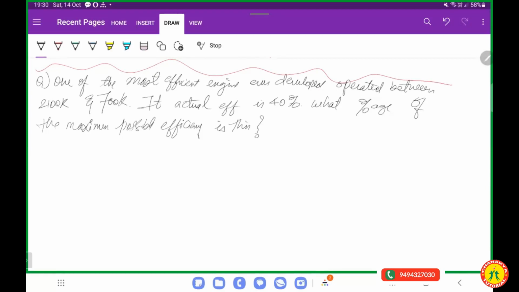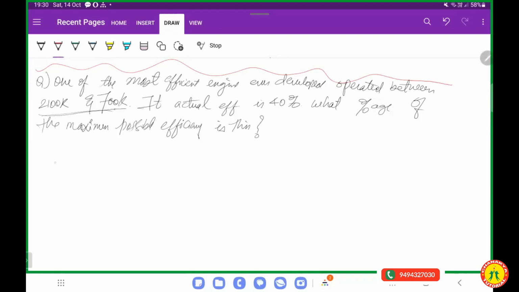Okay, see what is given here. One of the most efficient engines developed operates between this range. Its actual efficiency was 40%. What is the maximum possible? We need to find out.